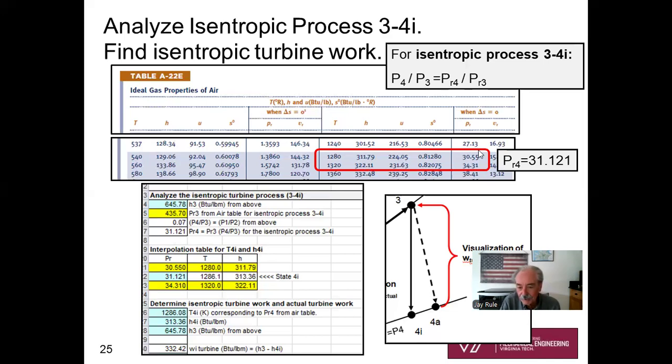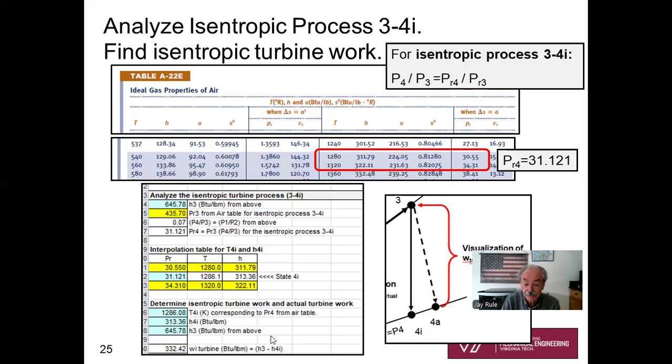So here we go. I'm in between these two numbers, 31.121. In between these two numbers, I need to interpolate for H. I'll also go ahead and find T4 isentropic. Here's my interpolation table. You see where I got these numbers from my table A22. So with linear interpolation, I've got H4 isentropic is 313.36. T4 is 1286 degrees K. I didn't need to find it, but just out of interest, I found it. And H3, I already have. I've looked that up. Do you see? I've got my two enthalpy values, so I can write the first law for the isentropic turbine. No heat transfer, so the isentropic turbine work, Wi, is H3 minus H4I. Statement of the first law.